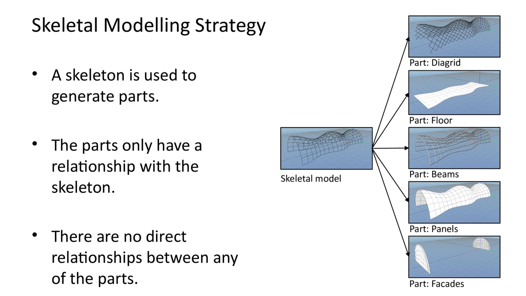The different parts are then all generated from the skeleton. But there is no interaction between the parts. So changing the way that one part is generated will not affect any other part. This strategy creates a loosely coupled set of procedures with high cohesion. Each part also has clear and well-defined semantics.